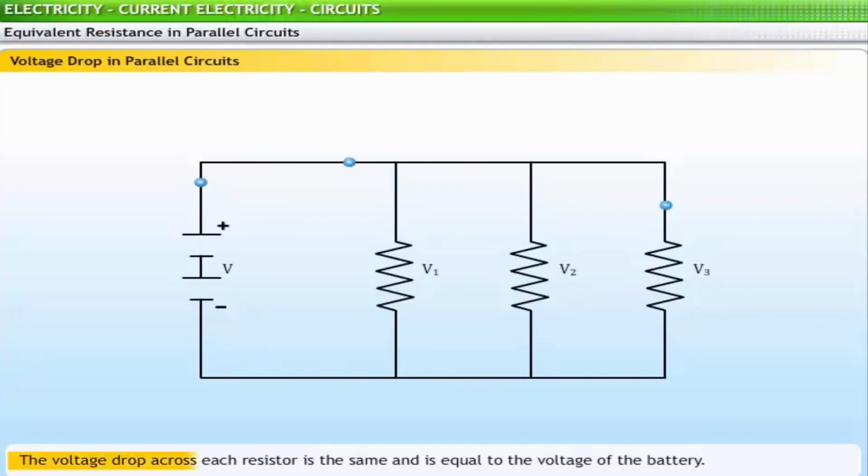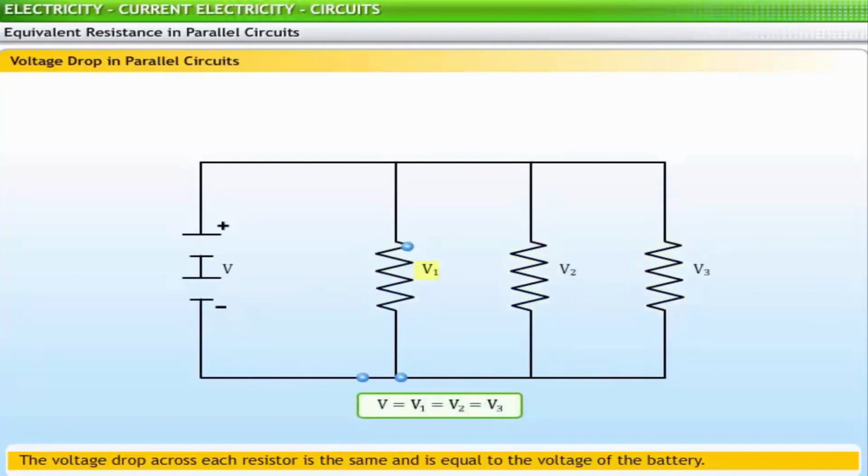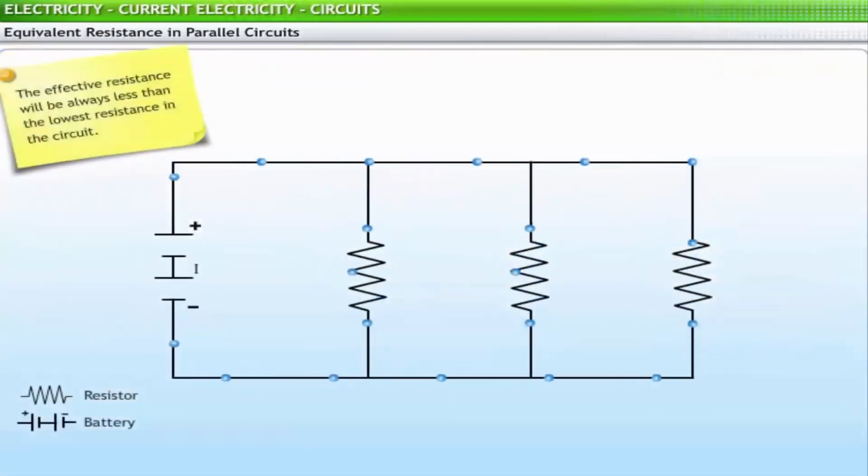Thus, the entire voltage drop across that resistor must match the battery voltage. It doesn't matter whether a charge passes through resistor 1, resistor 2 or resistor 3. The voltage drop across that resistor must equal the voltage of the battery. Put in equation form, this principle is expressed as V is equal to V1 is equal to V2 is equal to V3. Let the equivalent resistance be R.